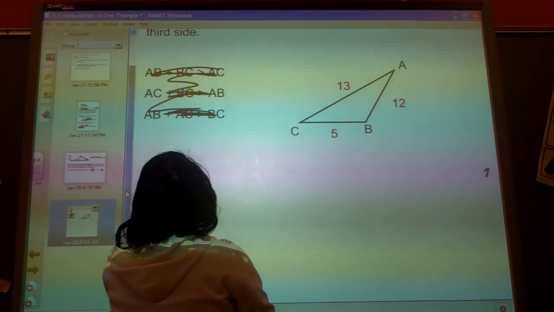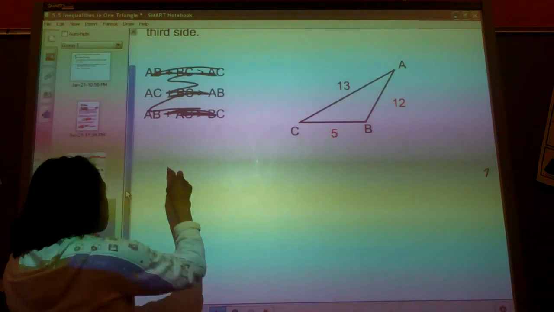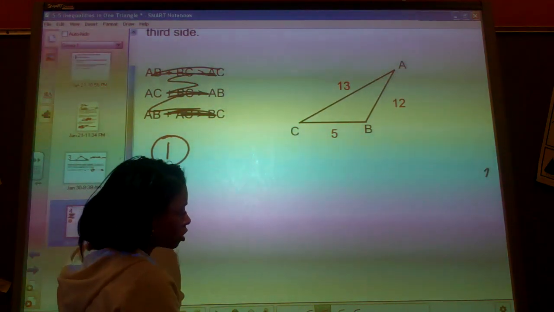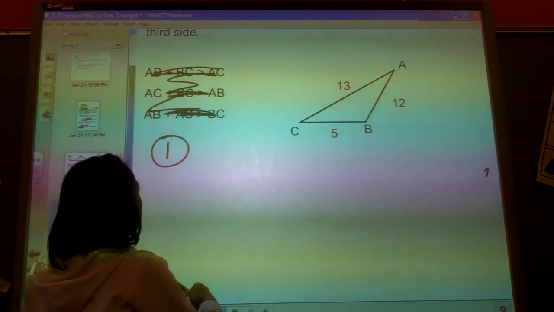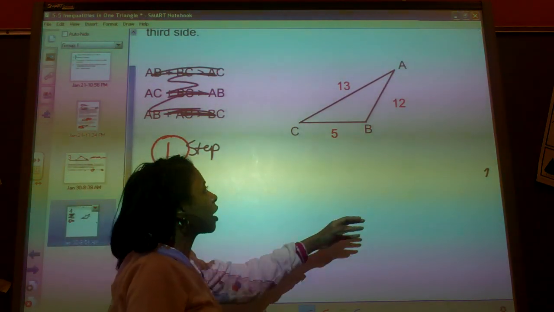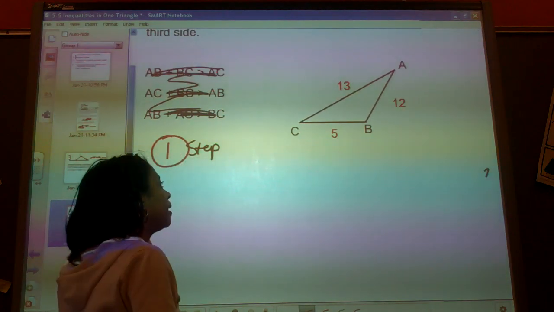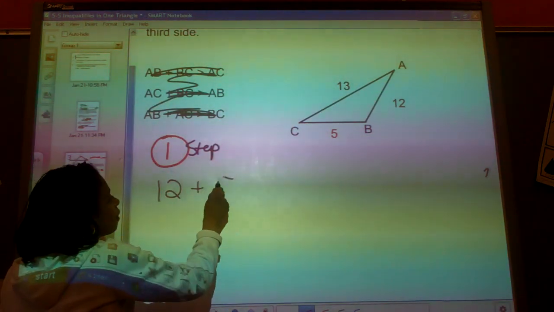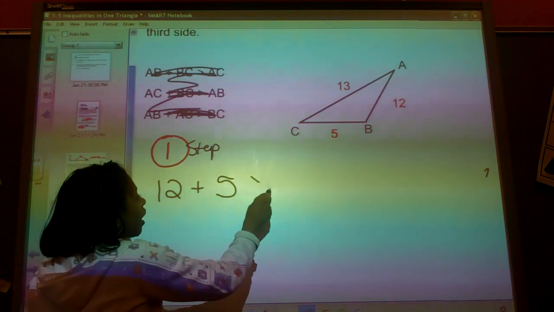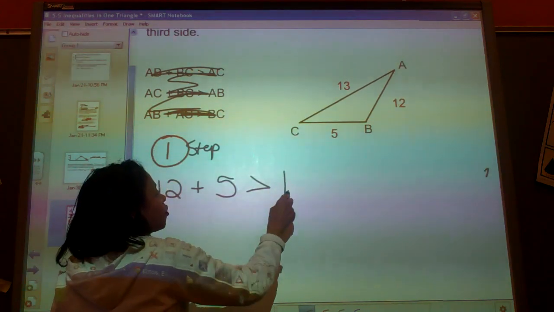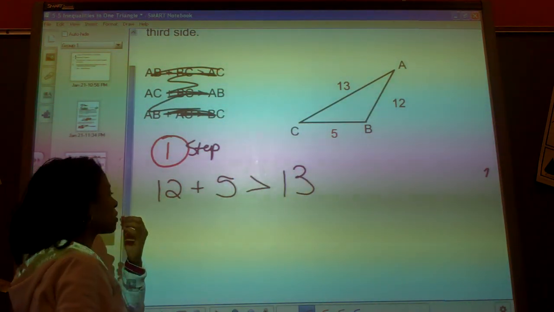All right. Here's the first step. I've got to check all three to make sure that this works. Step 1, I'm checking the first two sides. I'm checking AB and BC. So 12 plus 5 must be greater than that third side. That's what the theorem says. And the third side is 13. Well, let's check and see.